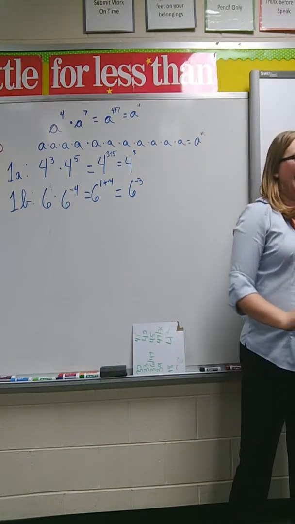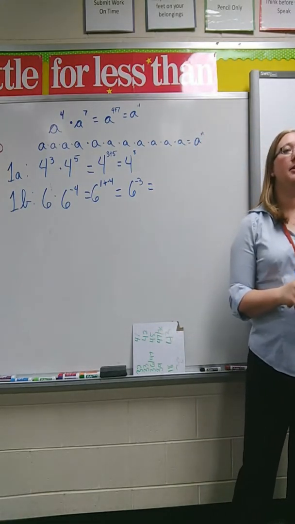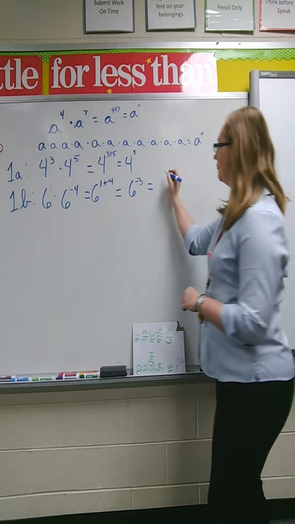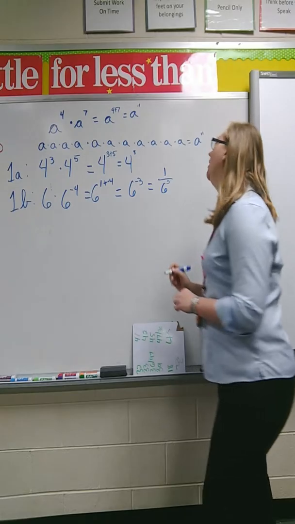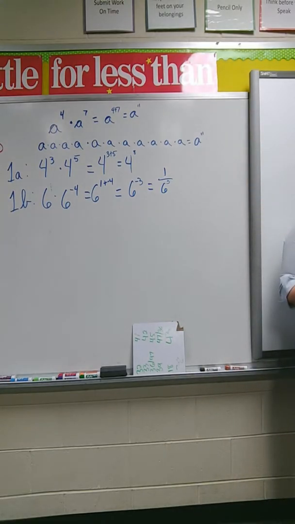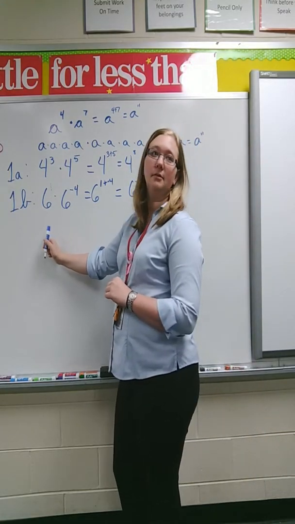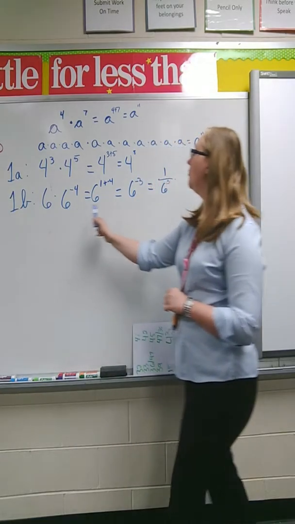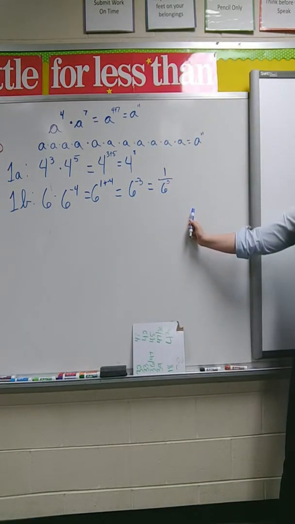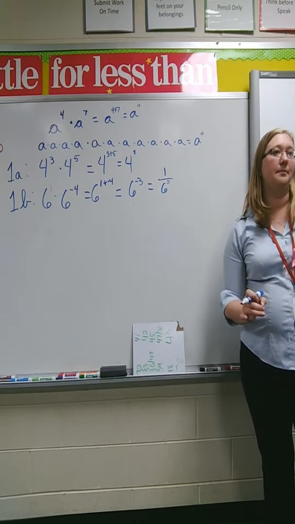Reviewing from yesterday, how can I write 6 to the negative 3rd power using a positive exponent? Yes, sir? 1 over 6 to the third power. Okay. 1 over 6 to the 3rd. All of these statements mean the same thing. Every one of these statements means the same thing. I didn't add any value. I didn't subtract any value. I'm simply rewriting it in a different way. Okay?